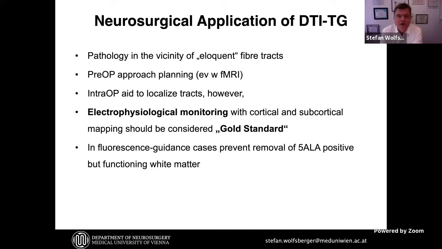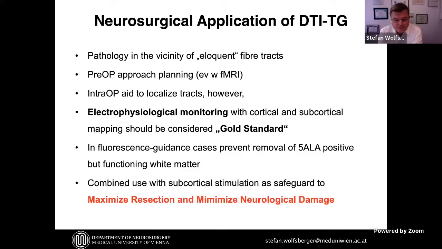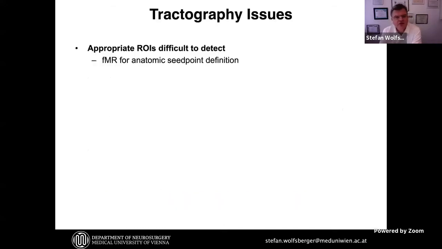We use it in our fluorescence guidance cases, so that it prevents us from removing too much. Of course, you're always prone to remove all of the fluorescence of a glioma, but in the peripheral areas, there may still be some functioning tract, so it can help us there. And combined with subcortical stimulation, it helps, we think, to maximize resection and minimize damage. So I think it's quite a good tool.